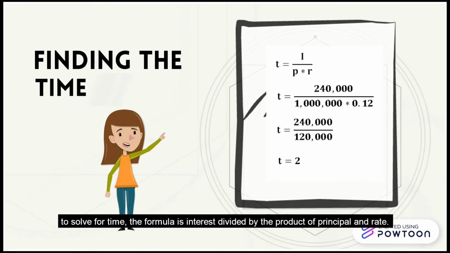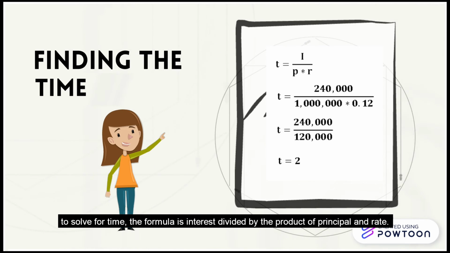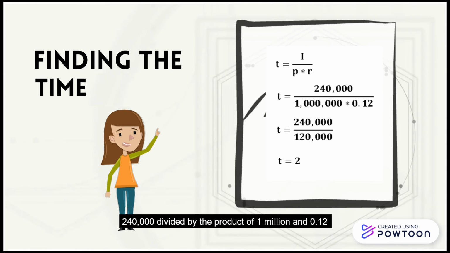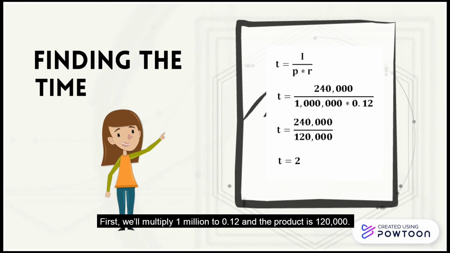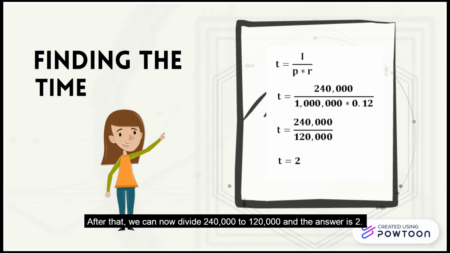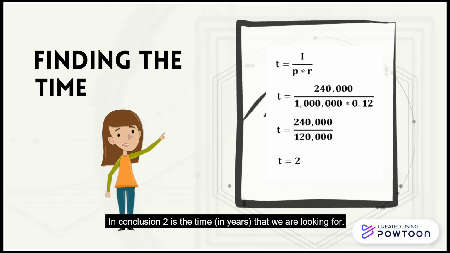To solve for time, the formula is interest divided by the product of principal and rate. 240,000 divided by the product of 1 million and 0.12. First, we will multiply 1 million by 0.12 and the product is 120,000. After that, we can now divide 240,000 by 120,000 and the answer is 2. In conclusion, 2 is the time in years that we are looking for.